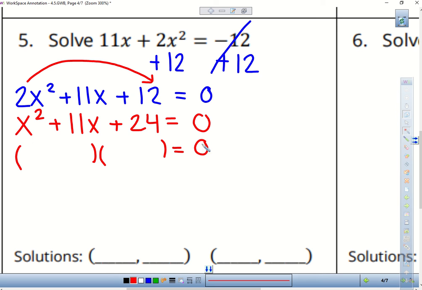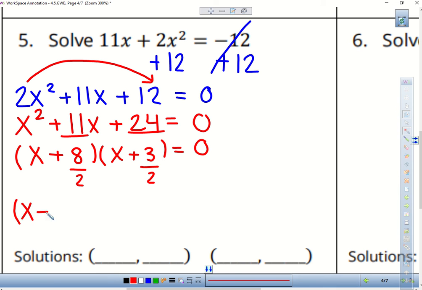So we're looking for factors of 24 that add up to 12. I'm sorry, 11, not 12. Factors of 24 that add up to 11? 8 and 3. Good, 8 and 3. And then we're going to divide by the A term that we originally multiplied by, which is 2. If it divides, you divide it. If it doesn't, you bring it back over in front of the x.